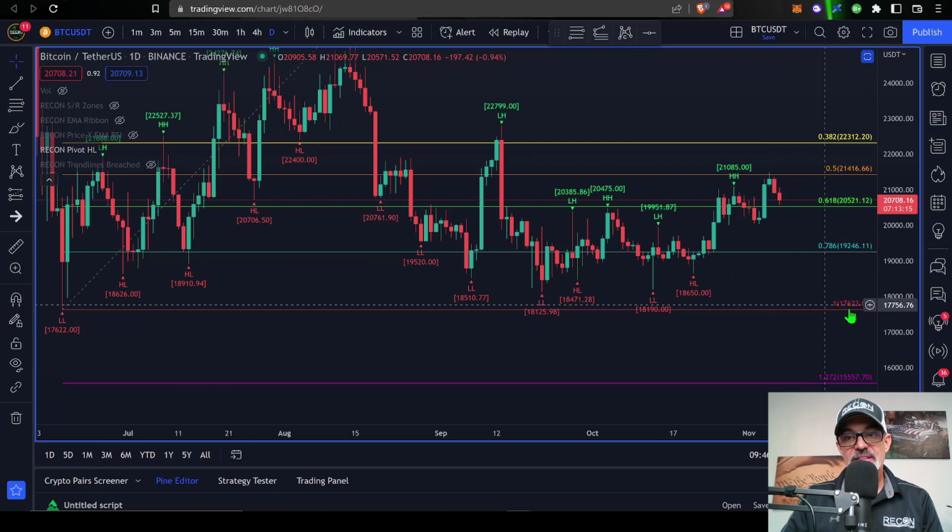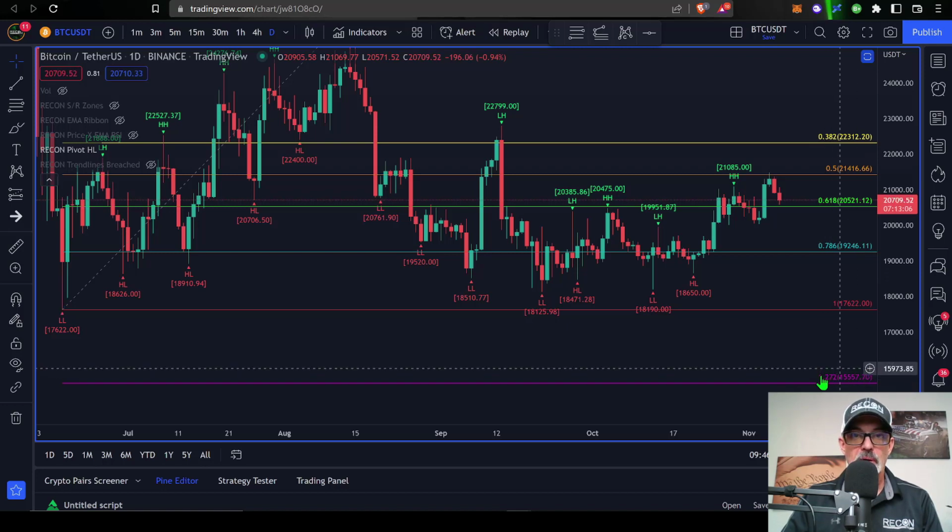Now, after that 17.6 level, it's pretty much open air, more than likely down to the 1272 level on the Fibonacci retracement, and that would put Bitcoin's price at around 15.5.